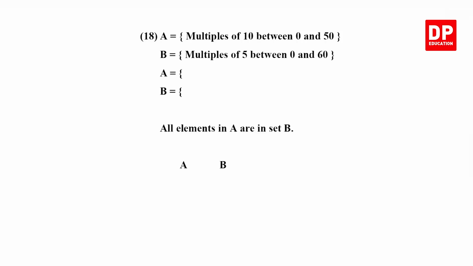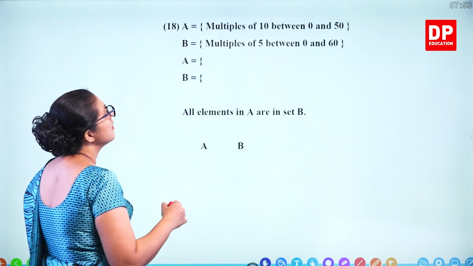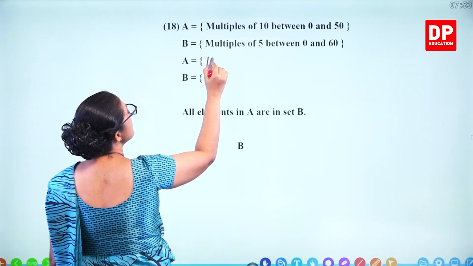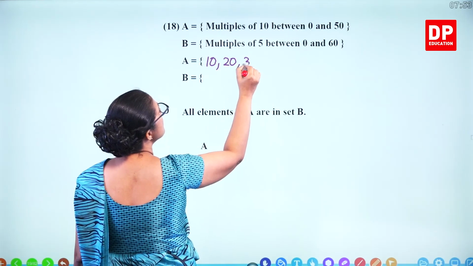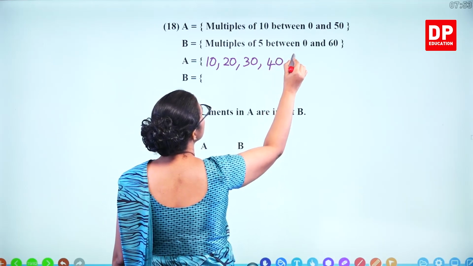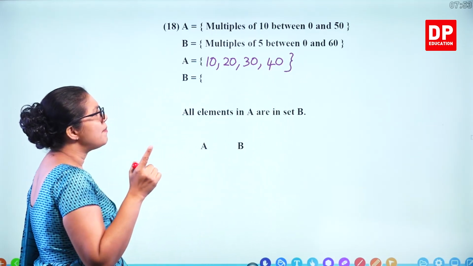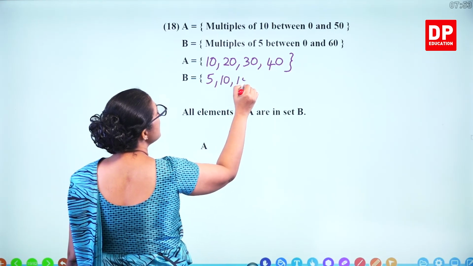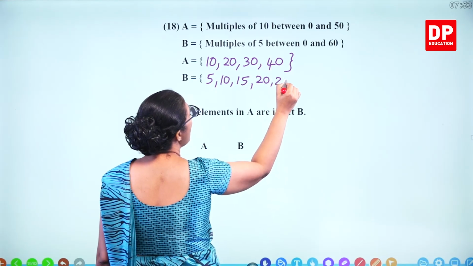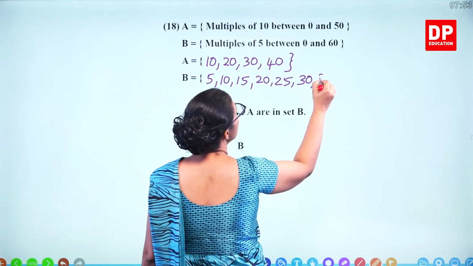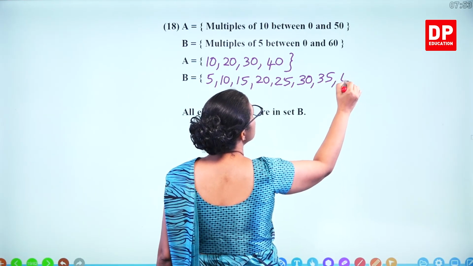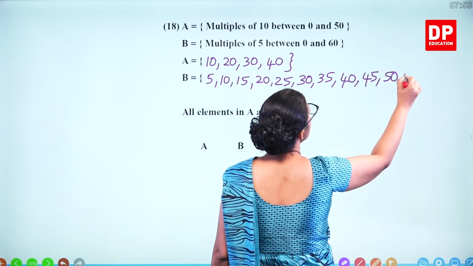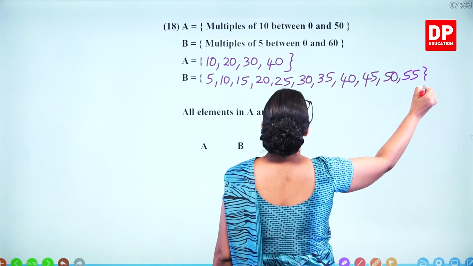Multiples of 10 between 0 and 50. So you can't consider 0 and 50. So multiples of 10: 10, 20, 30, 40. Multiples of 5 between 0 and 60: 5, 10, 15, 20, 25, 30, 35, 40, 45, 50, 55. You can't write 60.